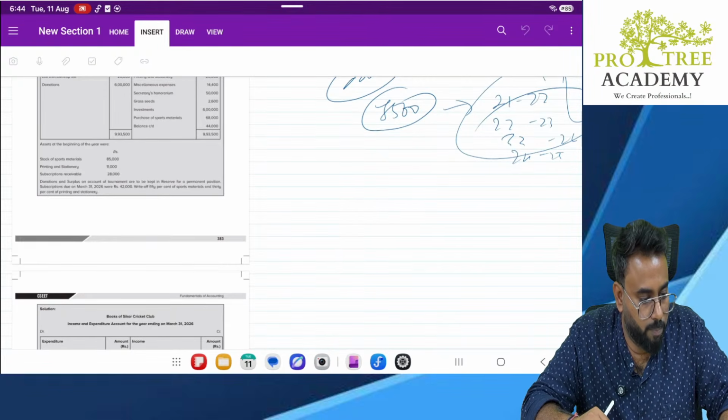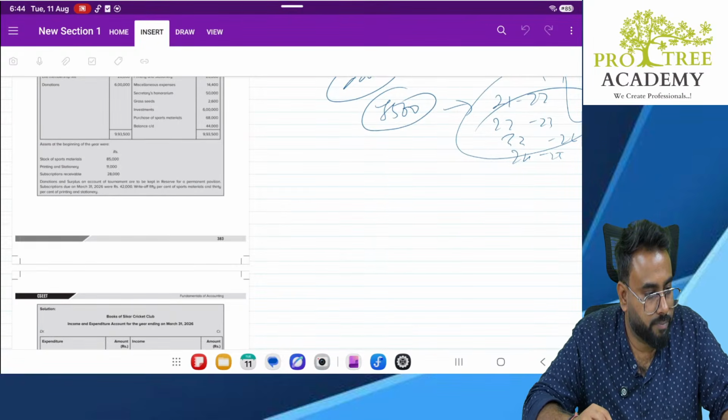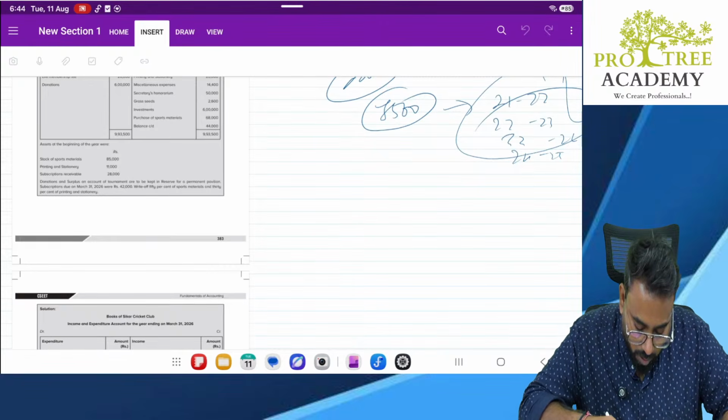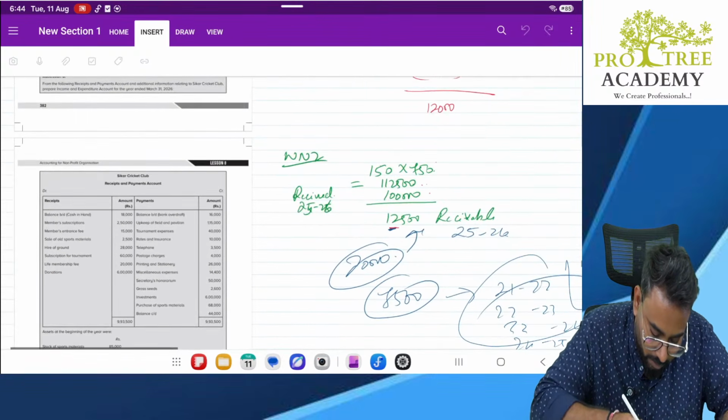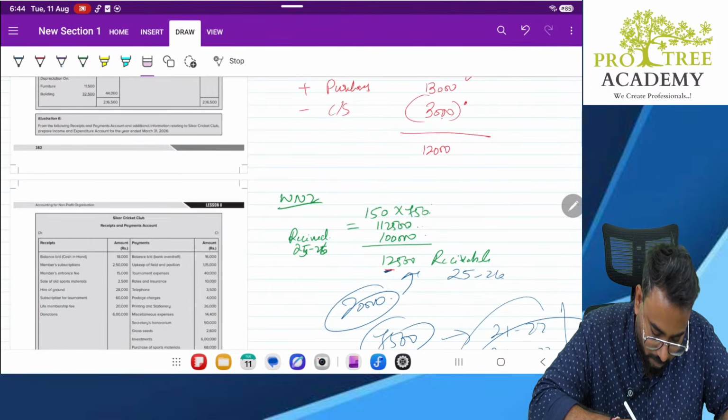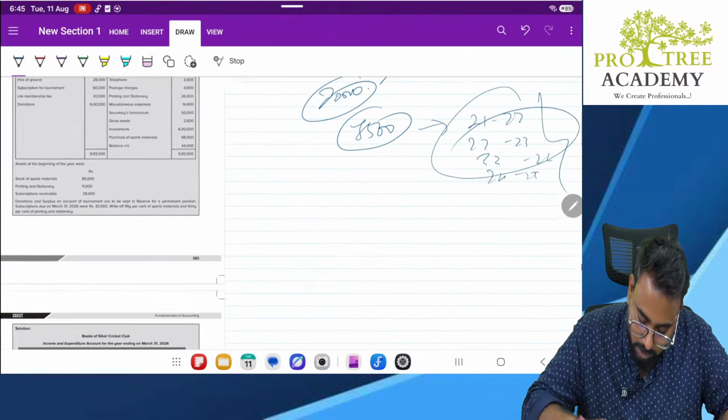How many of you have done problem number 1 homework which I had given you? From the receipts and payments, preparing income and expenditure account. I hope you have done. 6 and 7 also I gave for homework. Anyhow, we'll solve question number 6. If you have done the homework, please see whether you have done it correctly or not.